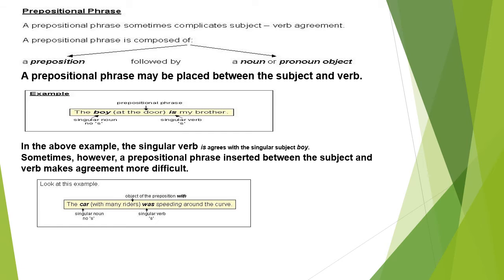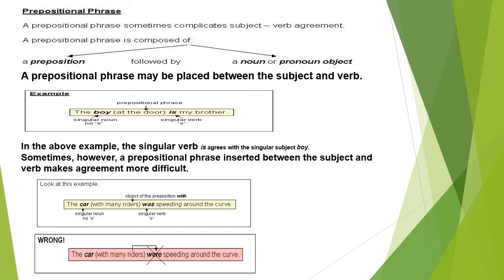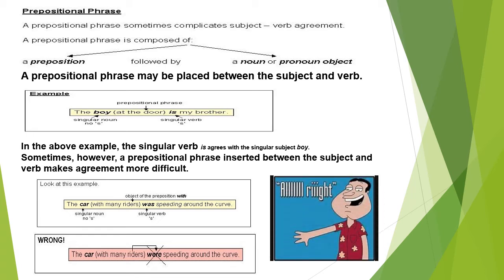You say riders, it means were? No, dear. You have to determine the subject of the sentence. What am I talking about? Am I talking about the car or the riders? I'm talking about the car. So again, because the car is singular, I need a singular verb. That's why I use was. The car with many riders were? No, I'm not talking about riders. I'm talking about the car.